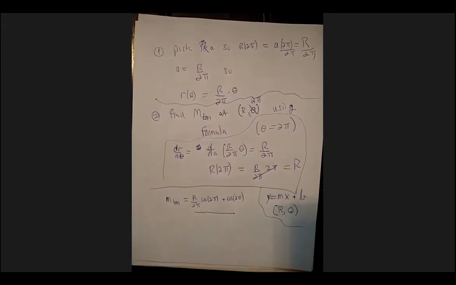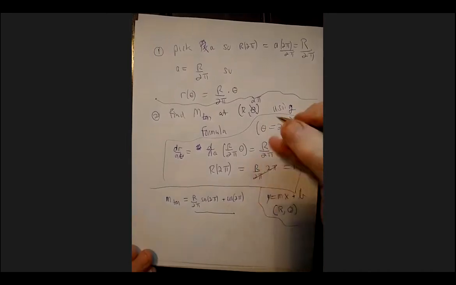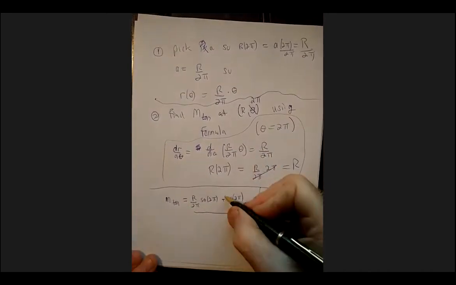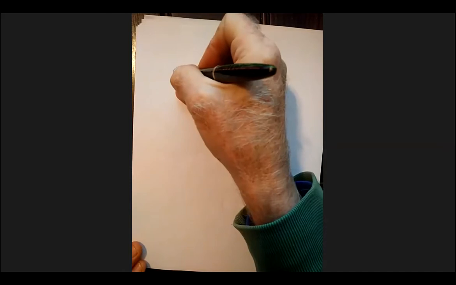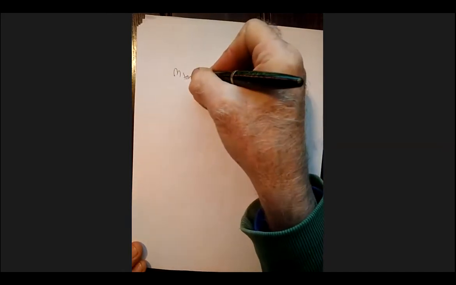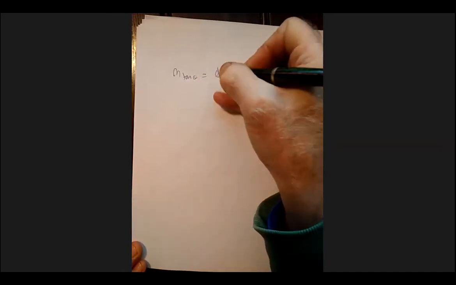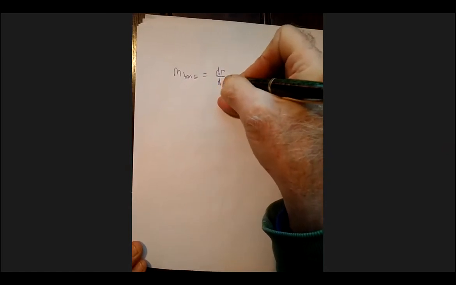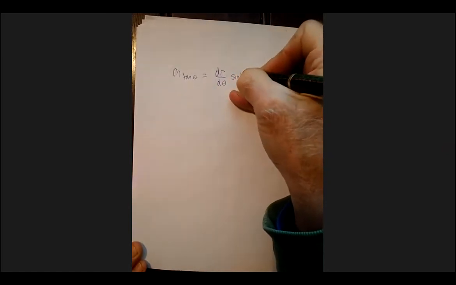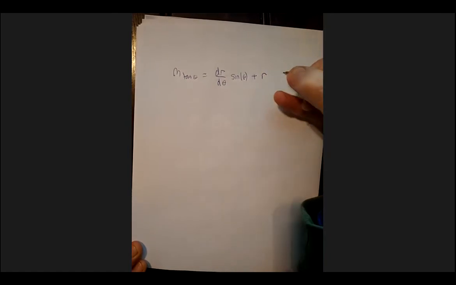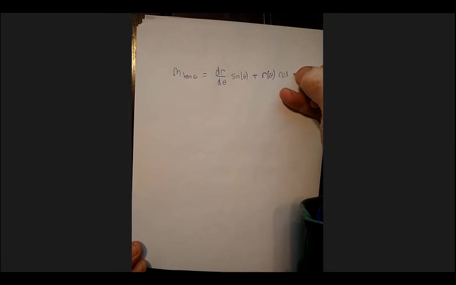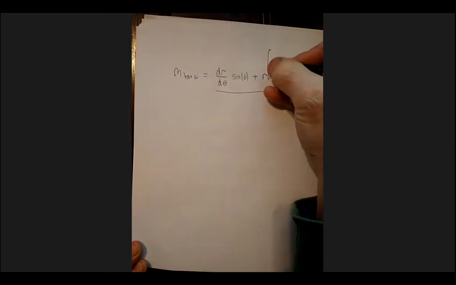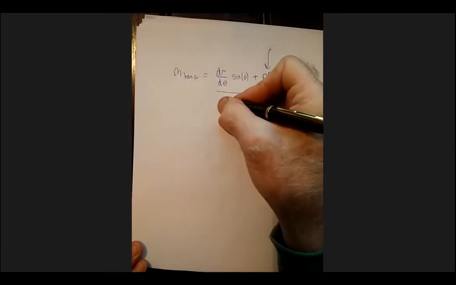Oh, I gave you the wrong formula. Damn. There should be an R here. There should be an R right here. So let me write it on a different sheet. And that's a little r there. So r of 2 theta. That's what I forgot. I apologize for that.